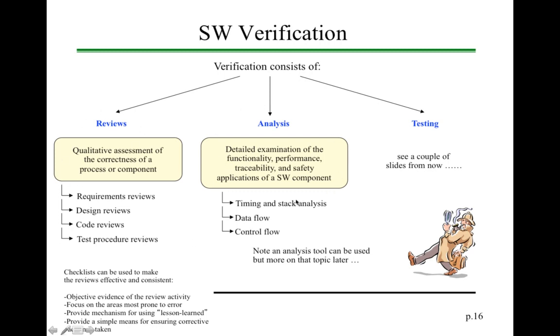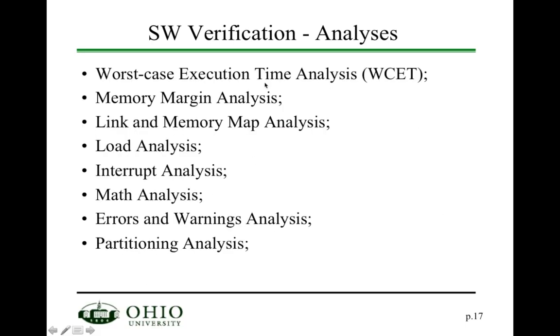The second verification activities are the analyses. You really now start to examine in detail the functionality, performance, and the traceability of all these software components. So you start looking at, okay, what is the data flow, for example, from one module to another? What's the control flow? You're going to analyze timing, or its use of memory. A couple of analysis activities would be checking out what the worst case execution time is throughout your program. How much margin you have in terms of memory.